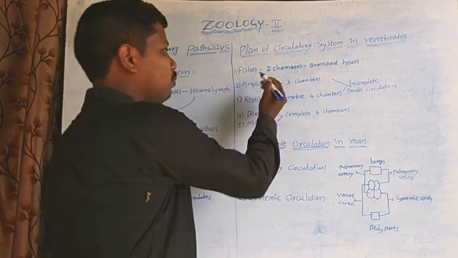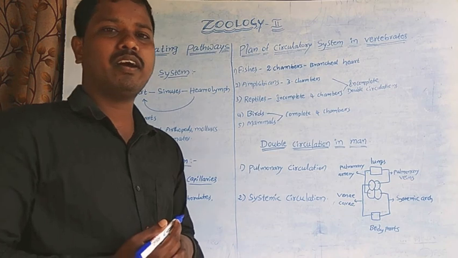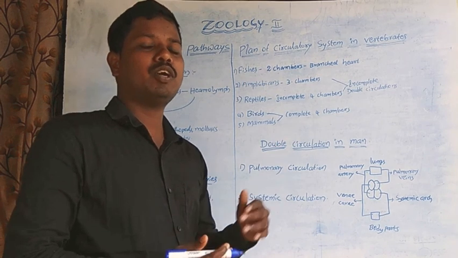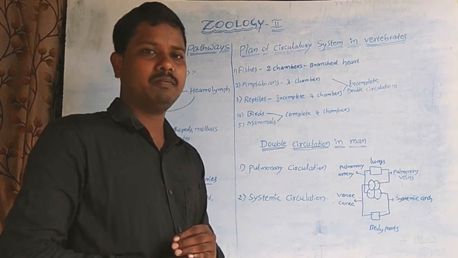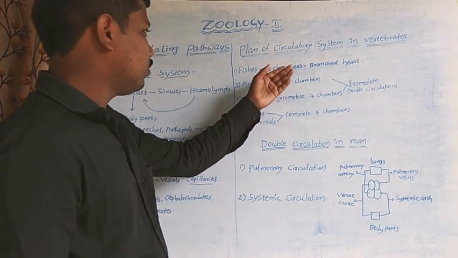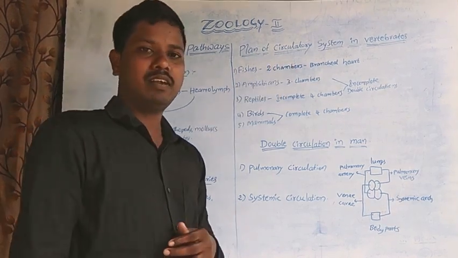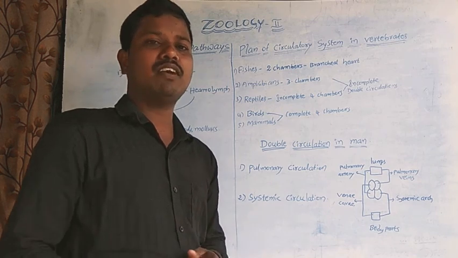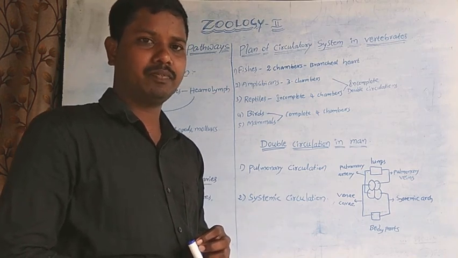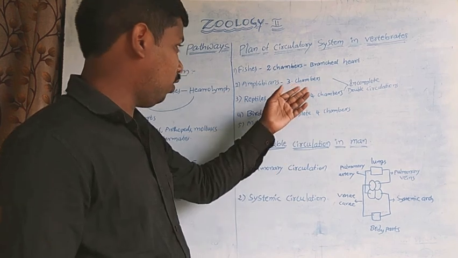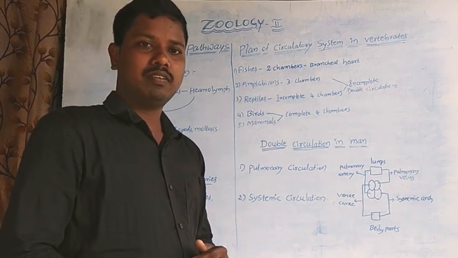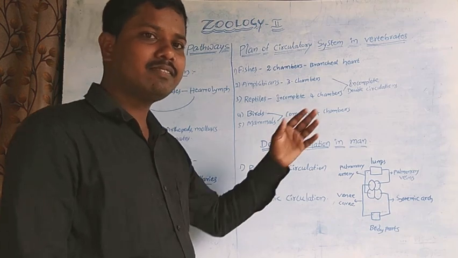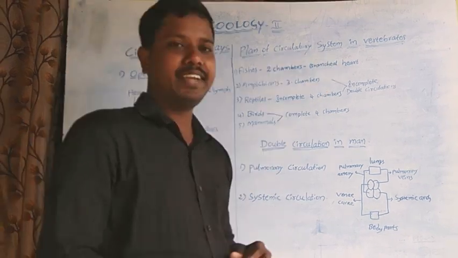Fishes have a two-chambered heart. The upper chamber is called the atrium, the lower chamber is called the ventricle. In this heart, deoxygenated blood flows into the gills. Hence, this heart is called a branchial heart.